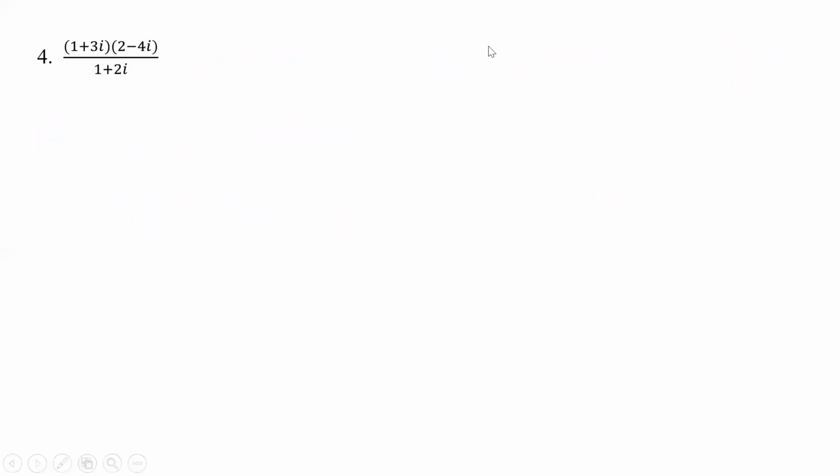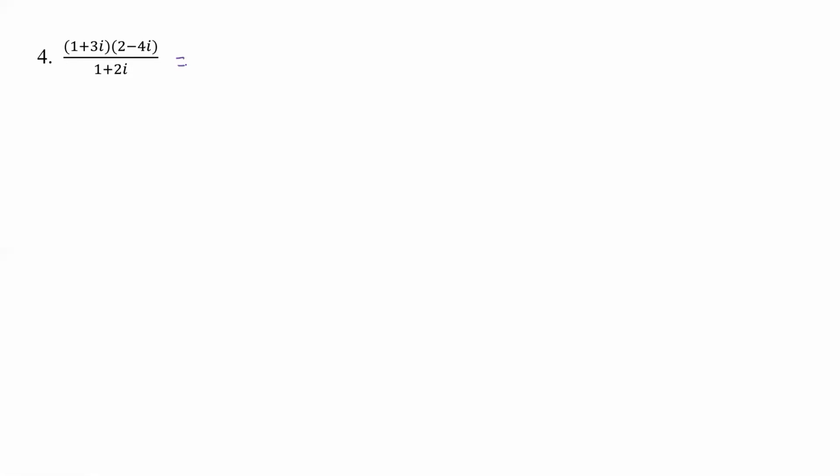All right. What about this one? So here, I think what I want to do first is get rid of the numerator as 2 binomials. So I need to FOIL that out. Then after I FOIL that out, I'm going to simplify as much as possible. And then I can go ahead and divide by that 1 plus 2i.